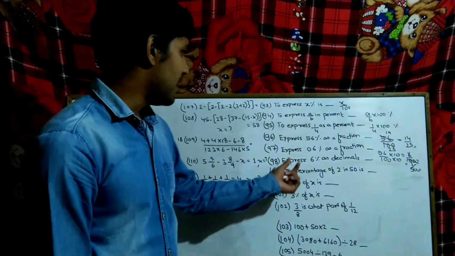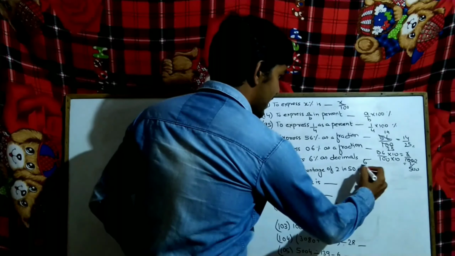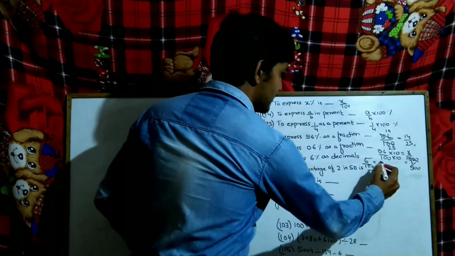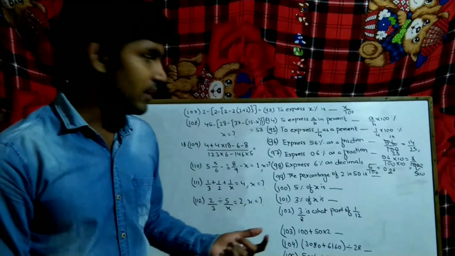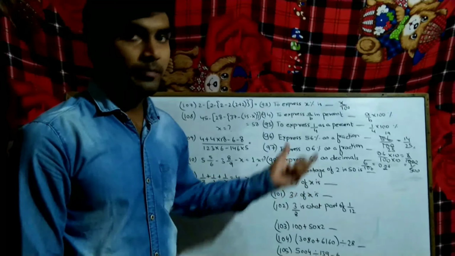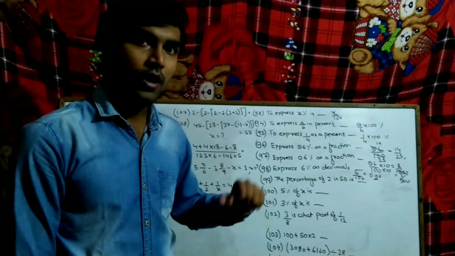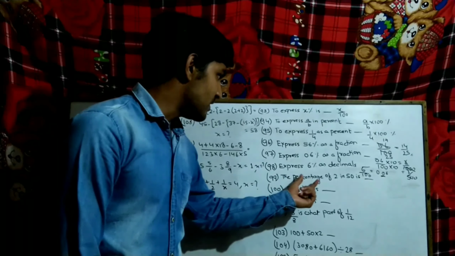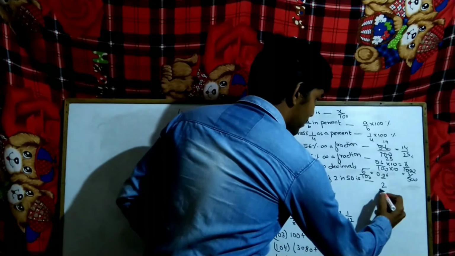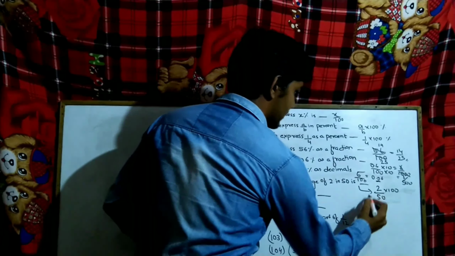Same like this, express 6% as a decimal. So 6 by 100, we can write 0.06. Clear? These topics are based on percentage and how to convert from percentage to decimal or fractions. Now, what percentage of 2 is in 50? Just 2 by 50 into 100. This is the answer.